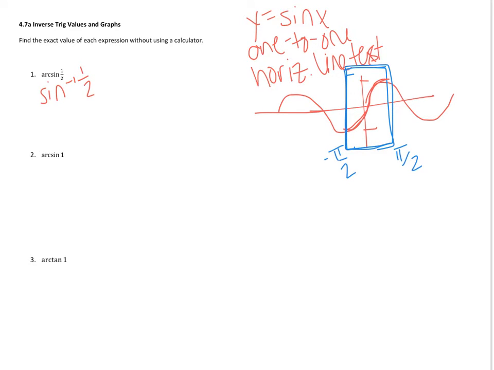Which means, on the unit circle, negative pi over 2 to positive pi over 2 encompasses quadrant 1 and quadrant 4. So anytime you're taking the inverse, your answer has to land in quadrant 1 or quadrant 4.